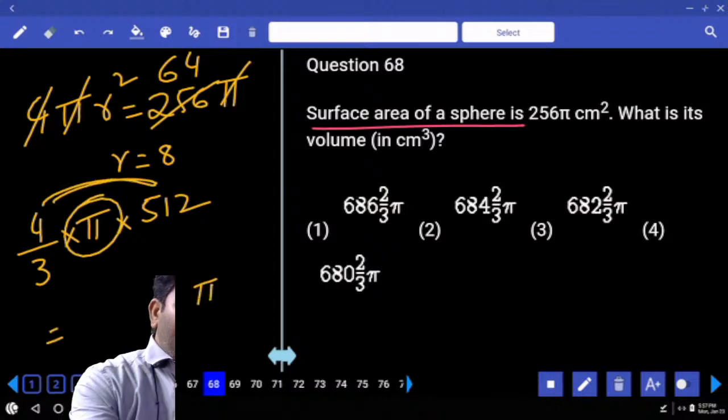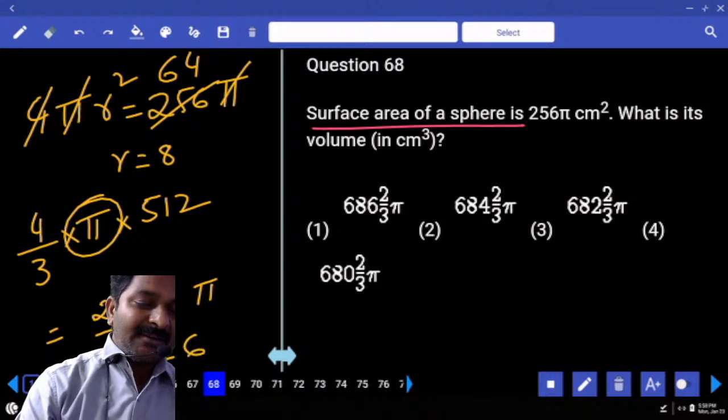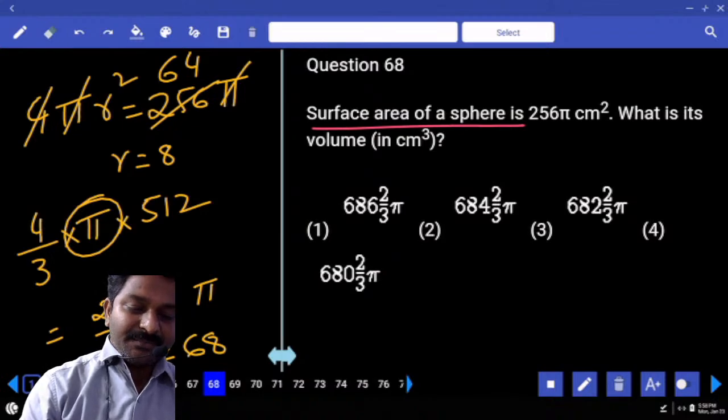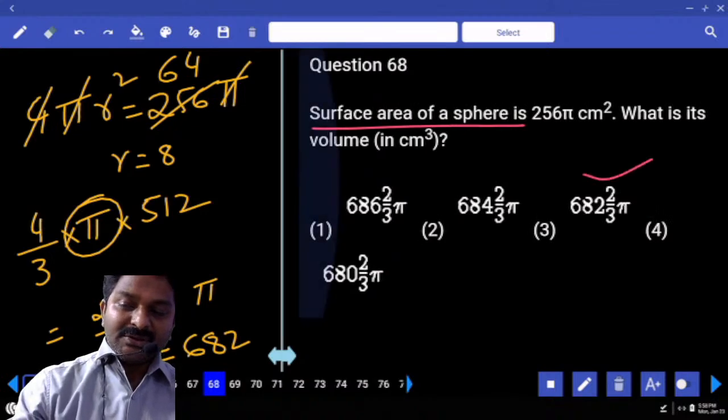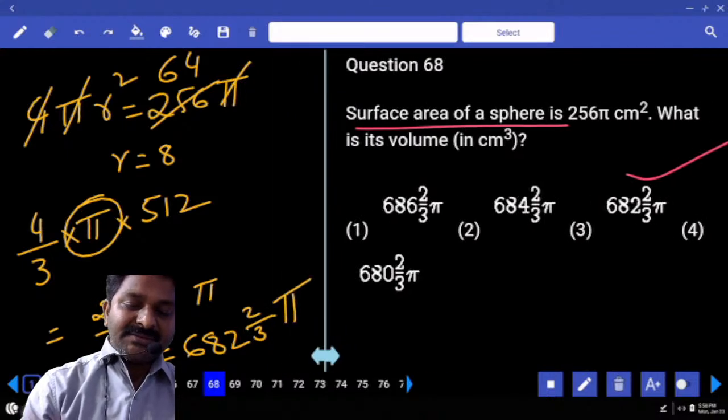4 times 512, which is 2048 divided by 3. Ending in 6, all options are there. Ending in 8, again all options. Ending in 2, there is only one. 682 2 by 3 pi is the final answer.